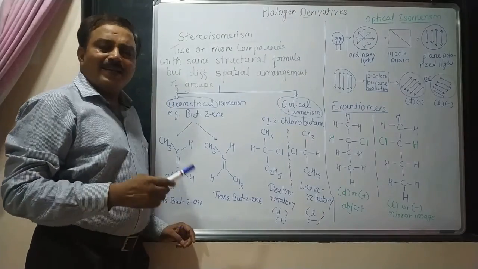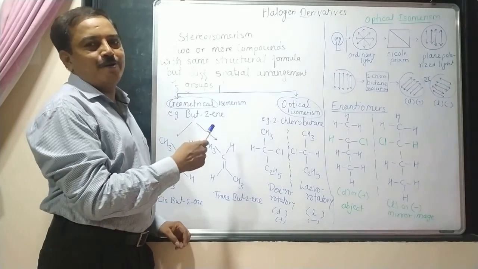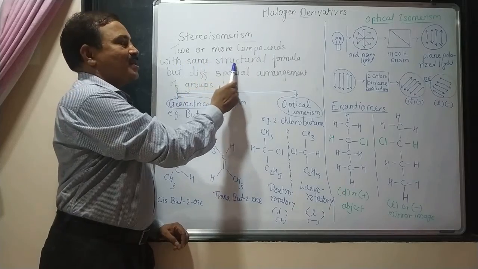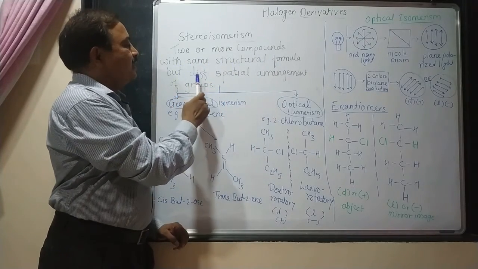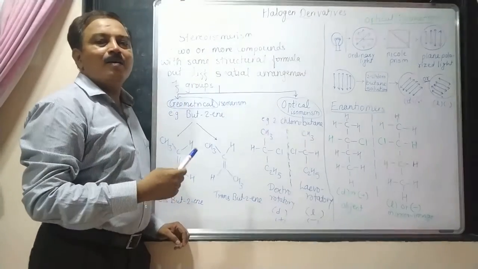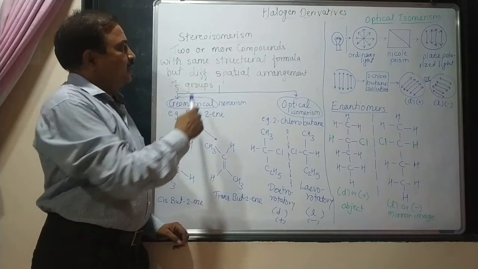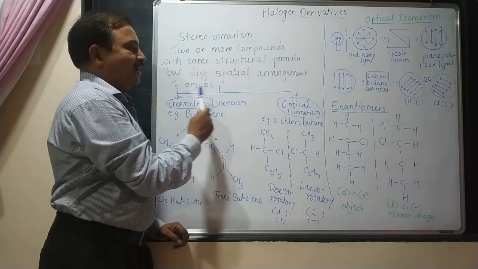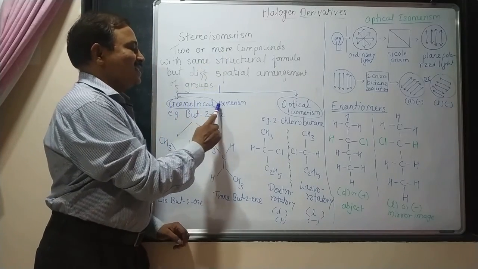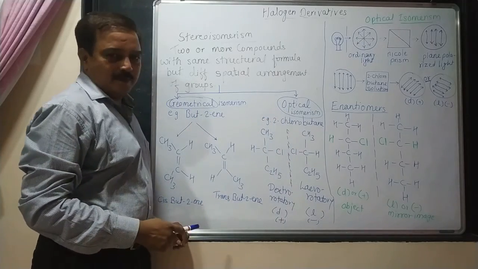First of all, let us try to understand what is called stereoisomerism. The definition of stereoisomerism is: two or more compounds with the same structural formula but different spatial arrangement of groups or a group of atoms are called stereoisomers. Stereoisomerism has two different classes. The first class is geometrical isomerism and the second one is optical isomerism.